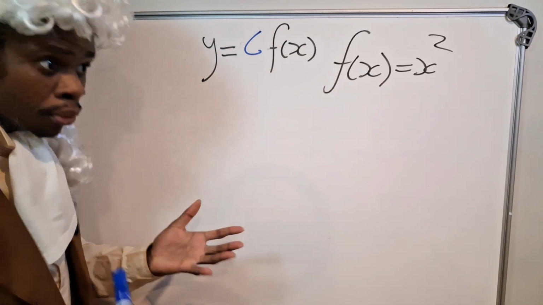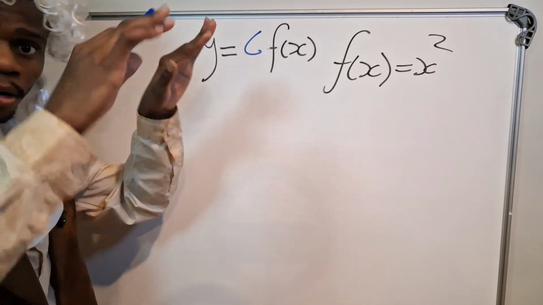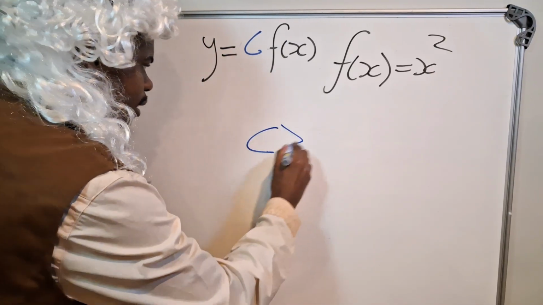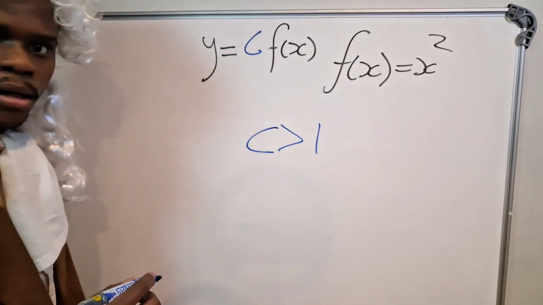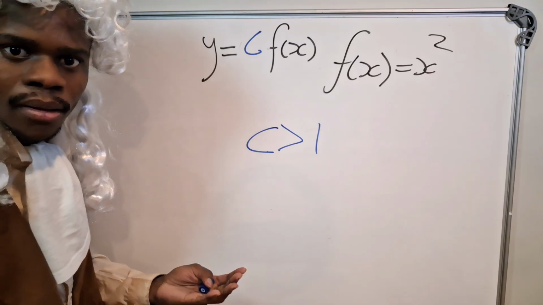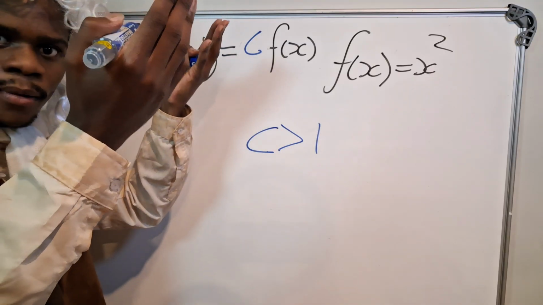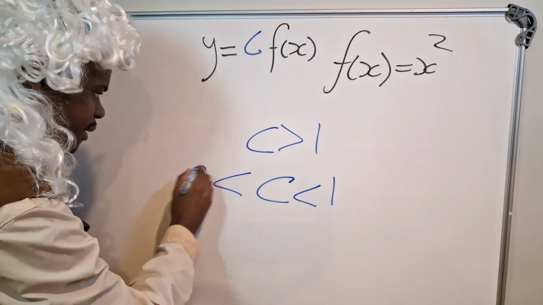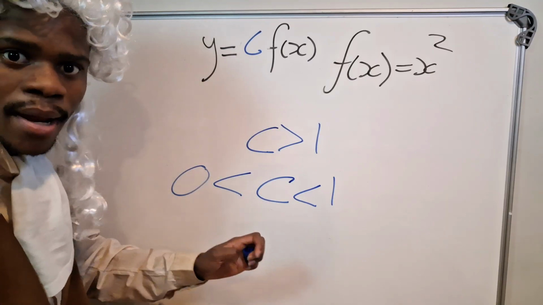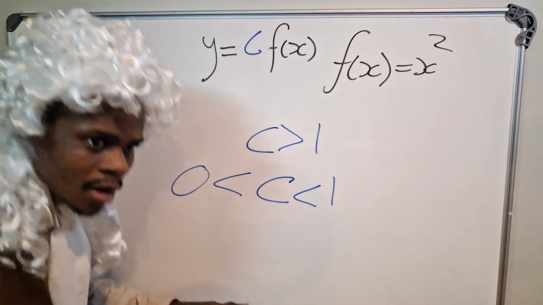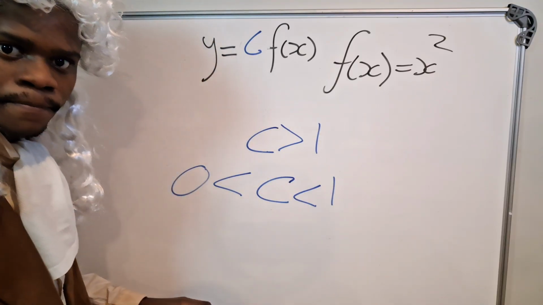This is going to pull the graph vertically upward or shrink it vertically down. Now here's the magic. If c is greater than 1, when you multiply this, you're always going to get a bigger number. So that's why it's going up. Whereas if c is less than 1, but greater than 0, so it's in between 0 and 1, when you multiply f of x, you're going to get a small number. So that's why we're going down. That's why we're shrinking down.